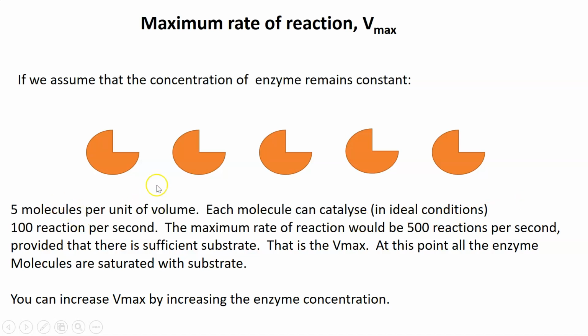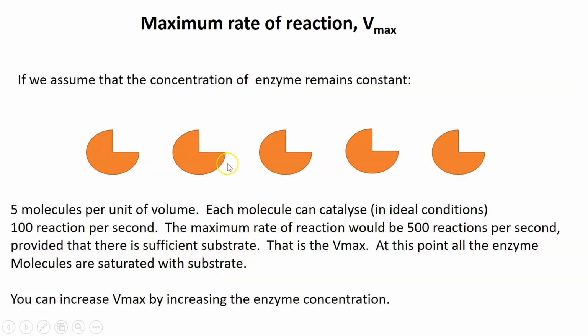Now it says here each molecule can catalyze 100 reactions per second. Because we have five in this unit volume, the maximum rate of reaction would be 500 reactions per second, provided that there is sufficient substrate. That is what we call Vmax. At this point, all the enzyme molecules are saturated with substrate. This is what we mean when we say sufficient substrate.